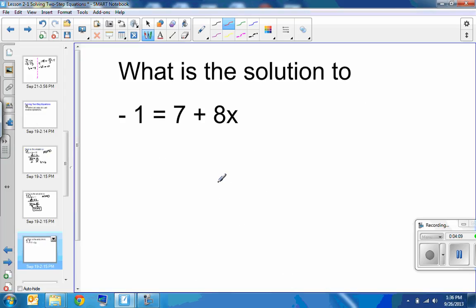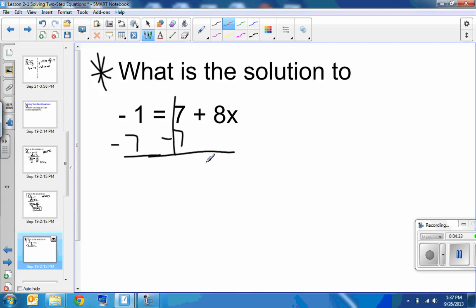So let's look at this one, and I want you to put a star next to it. There's a 7 here. Anytime we're looking at equations, we look at the sign that's in front of the number. So this is a positive 7. So the opposite of a positive is to subtract 7. So we always look at the sign that's in front of the number.